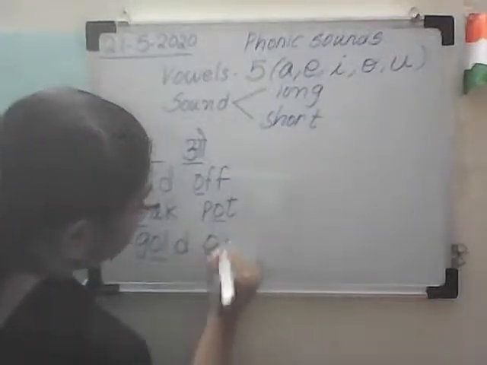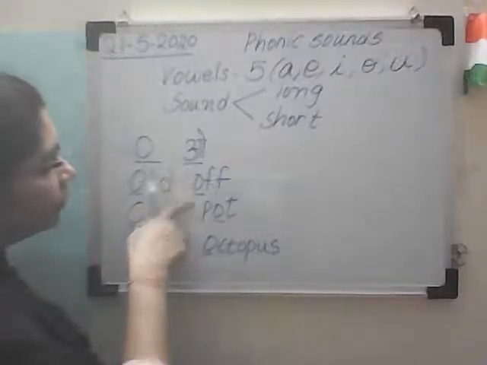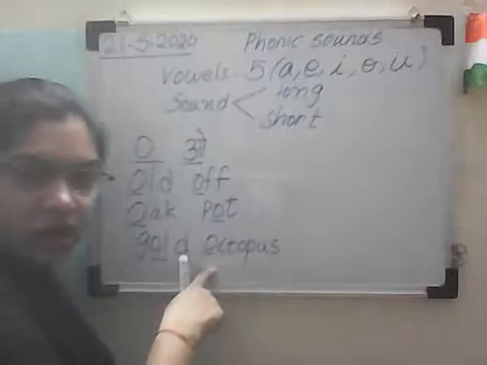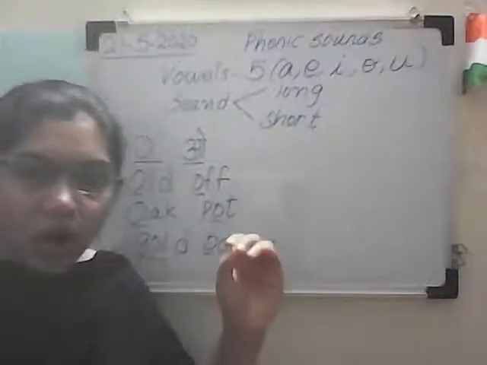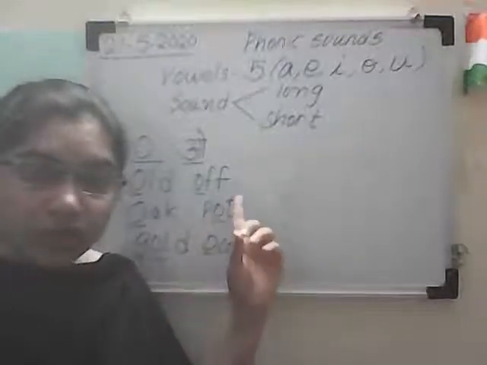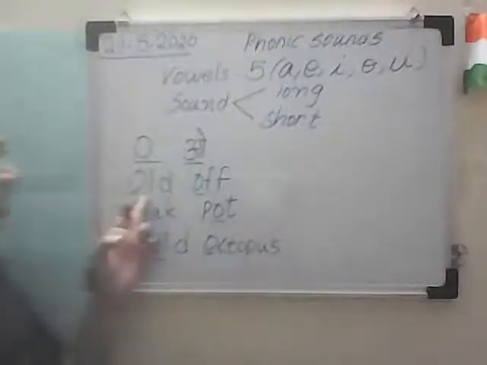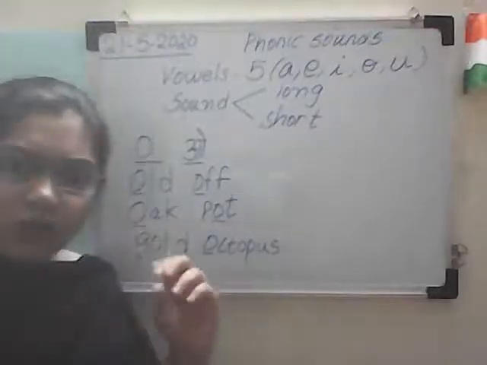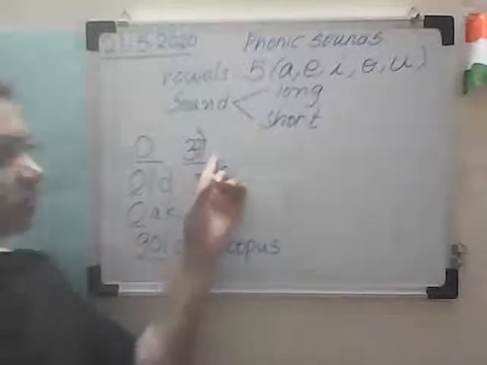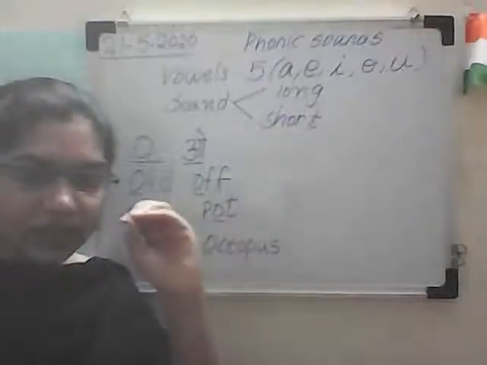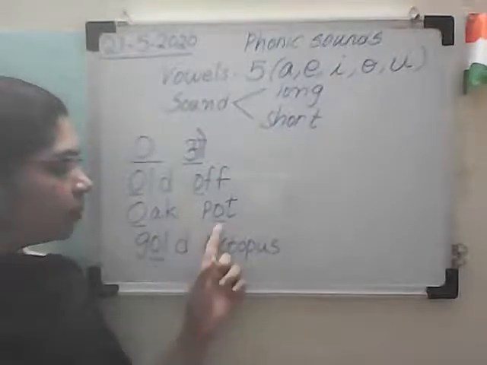Part, octopus. Long vowel sound is O, short vowel sound is O. It is not the same. Short vowel sound and long vowel sound are not similar. In the long vowel sound, you have to drag the sound a little bit, like old, oak, gold. When it comes to short vowel sound, I'm not dragging. It is just a very quick sound, like off, pot, octopus.